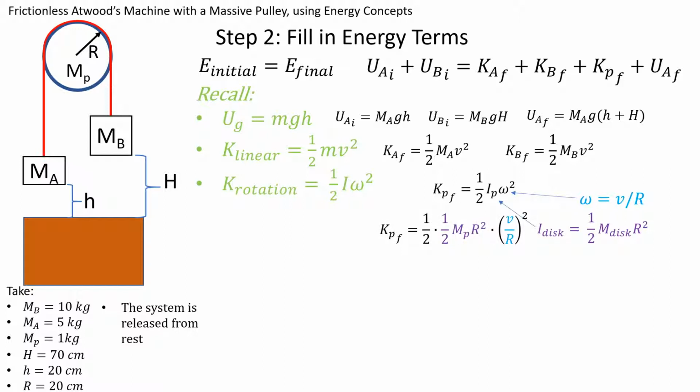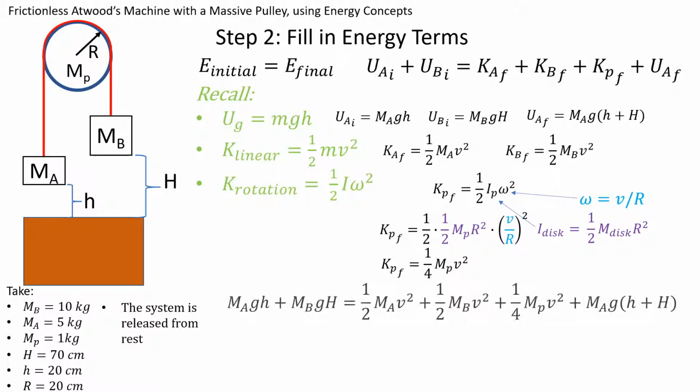So if you put this in, we have 1/2 times 1/2 m_P r squared times omega squared, which is v over r. So now we have an r squared and a 1 over r squared. We can cancel them. We can multiply the 1/2s together and get that the kinetic energy of the pulley at the end is 1/4 times the mass of the pulley times v squared. So if we put all of these terms together, this is the equation that we get.